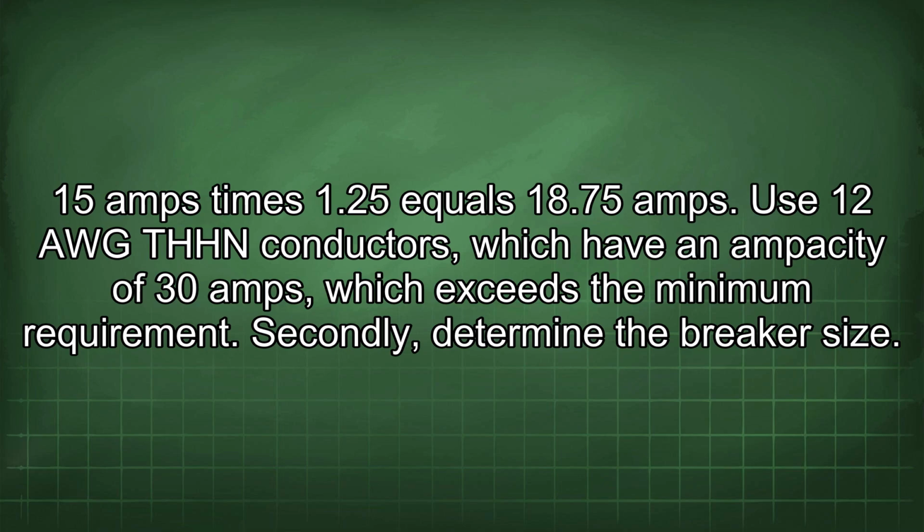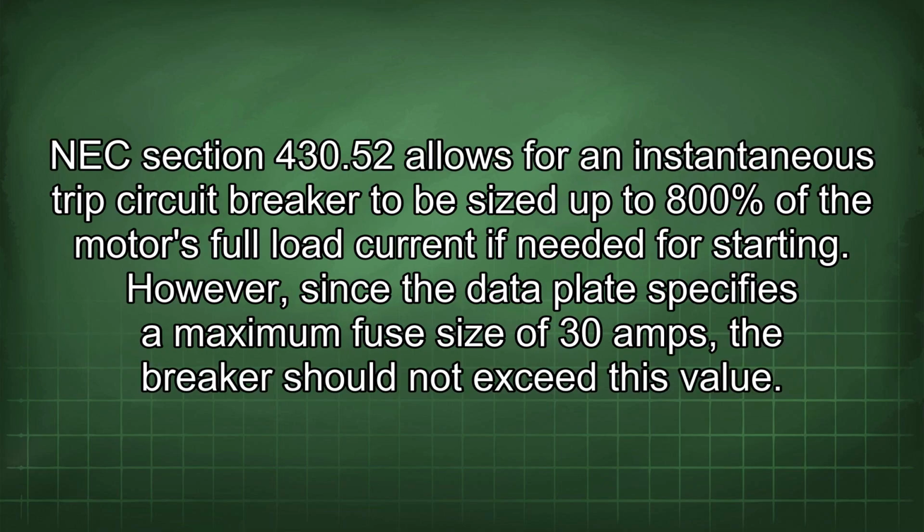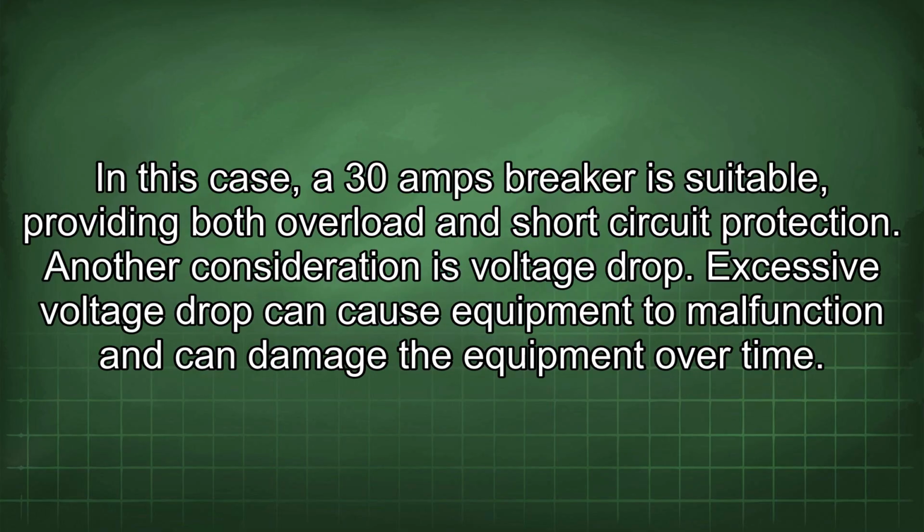Secondly, determine the breaker size. NEC section 430.52 allows for an instantaneous trip circuit breaker to be sized up to 800% of the motor's full load current if needed for starting. However, since the data plate specifies a maximum fuse size of 30 amps, the breaker should not exceed this value. In this case, a 30 amp breaker is suitable, providing both overload and short circuit protection.